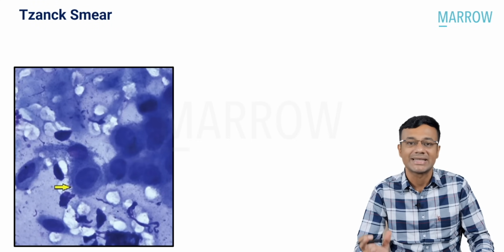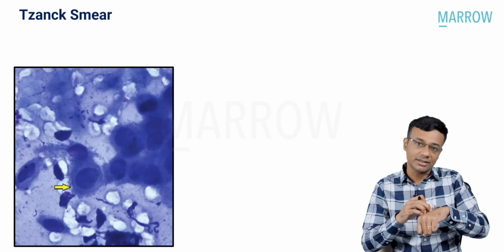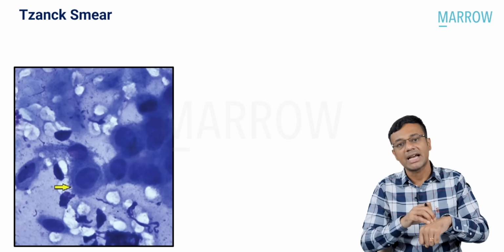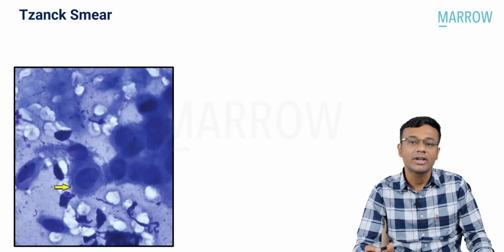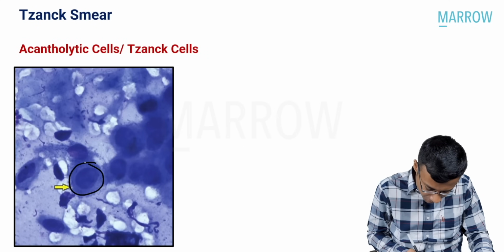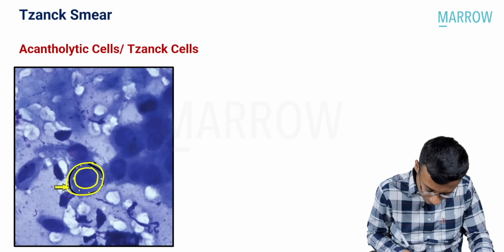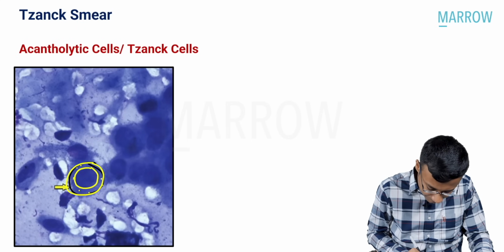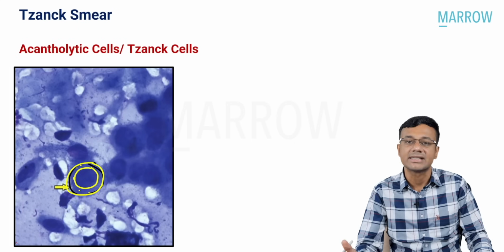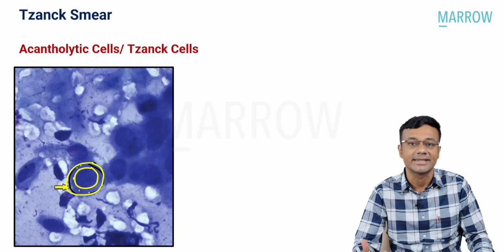Now we perform something known as Tzanck smear. In a Tzanck smear, we de-roof the bulla, take the material from the base of the blister, and stain it with Giemsa. We're looking for the presence of a characteristic cell known as the acantholytic cell. So this is how an acantholytic cell looks. It is a circular cell. It has a prominent nucleus and a perinuclear halo. This acantholytic cell is seen in the pemphigus group of disorders. This is also referred to as Tzanck cells.